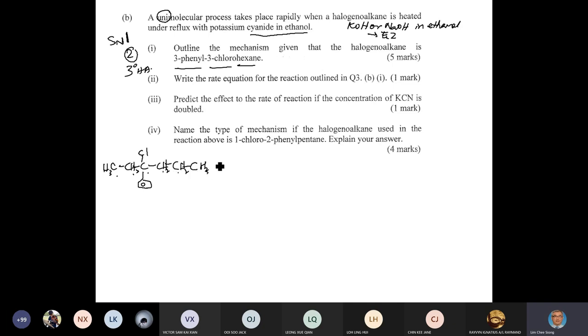Okay, what should you do? Yes, first step, you form the carbocation by the electrons moving to the Cl to form the chloride ion. So finally, we can form this compound.